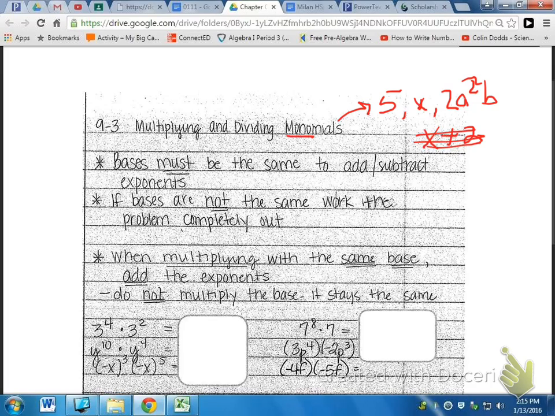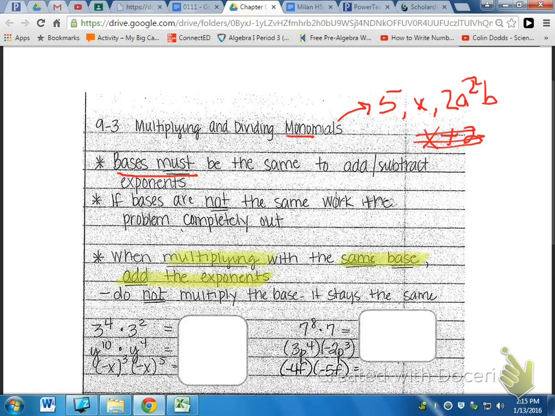One thing we're going to talk about with multiplying and dividing: the bases must be the same to add or subtract exponents. If the bases are not the same, work the problem out. So if you're doing a multiplication and the bases aren't the same, then you should multiply. And same thing with division. So let's start off with multiplying monomials. When you multiply them and they have the same base, you add the exponents. Do not multiply the base, it stays the same.